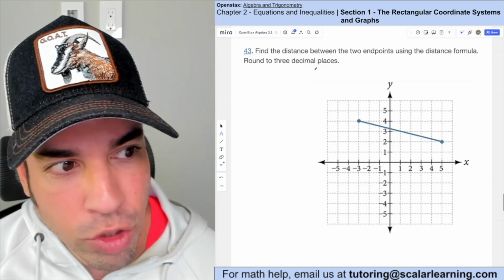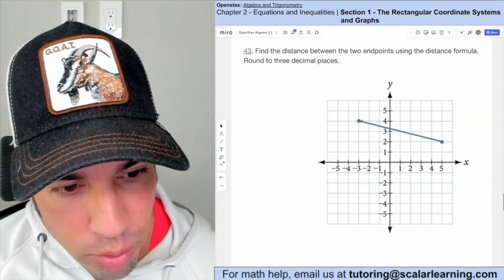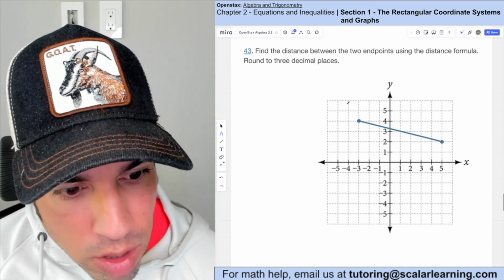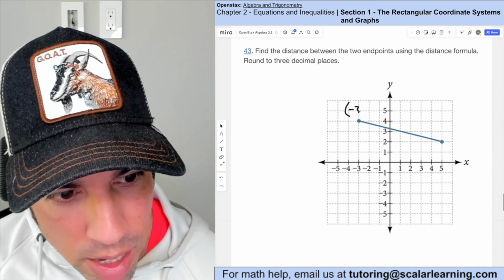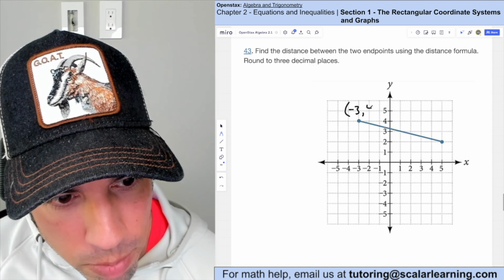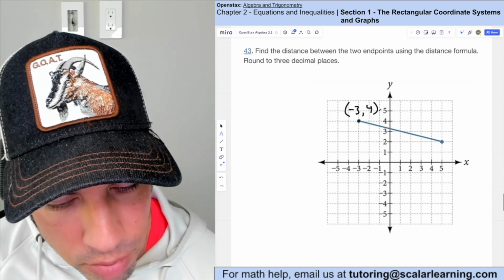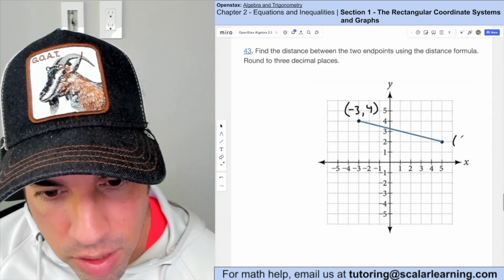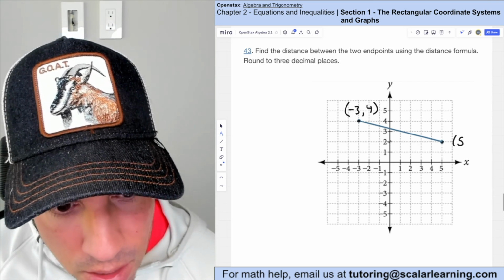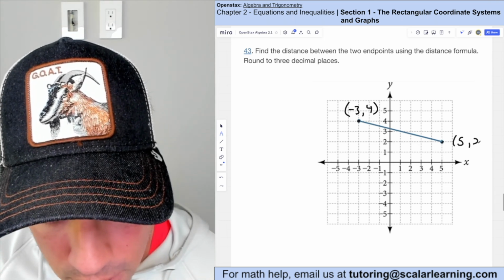All right, so what we're supposed to do is to find the distance of the 2 endpoints. So first, let's figure out what these coordinates are. I can see it goes to the left by 3 and up by 4, so my coordinate of this endpoint is (-3, 4). And here it goes out to 5 on the x-axis, and it's 2 on the y-axis, so (5, 2).